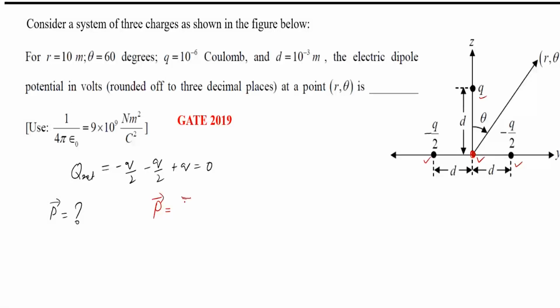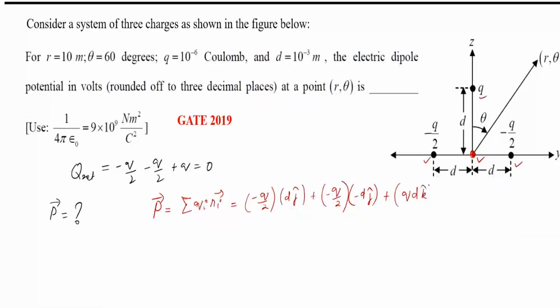What is the formula? Summation of qi ri vector. Okay, tell me now. Minus q by 2 into d j cap. Okay, then minus q by 2 into minus d j cap. Then q into d k cap.